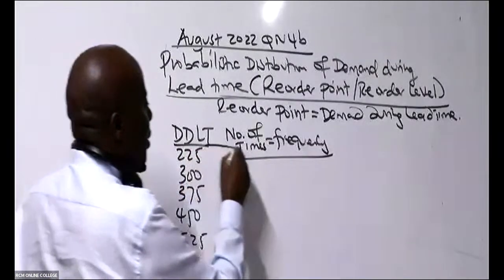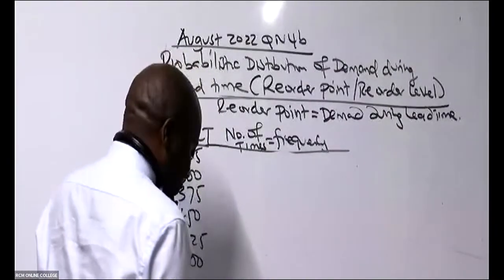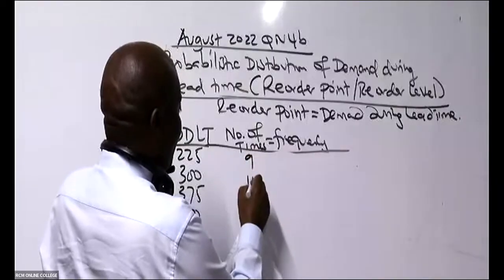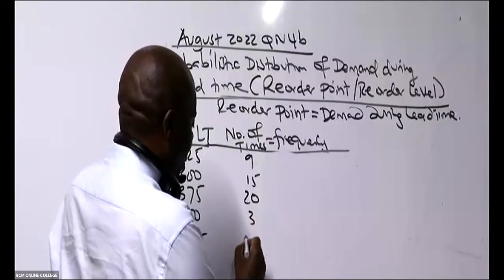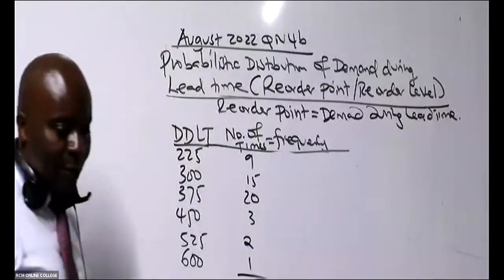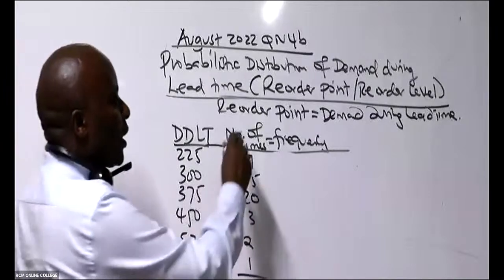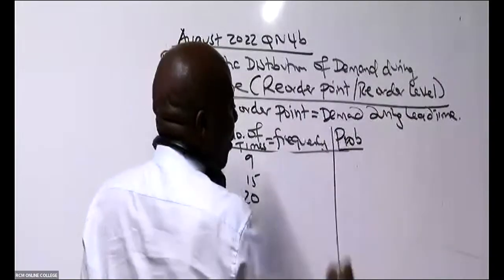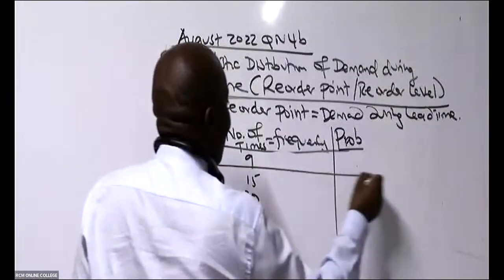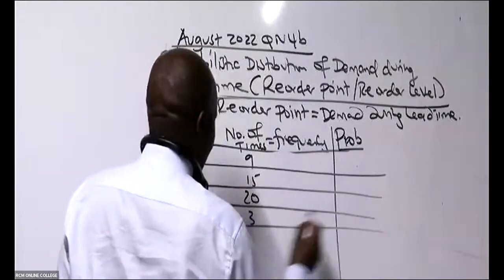What do we have, my great students, as number of times? The first one there is 9, 15, 20, 3, 2, 1. Giving us what total? 50, isn't it? So out of these frequencies, now we can easily get what we call probabilities by relating the individual frequencies to the total.